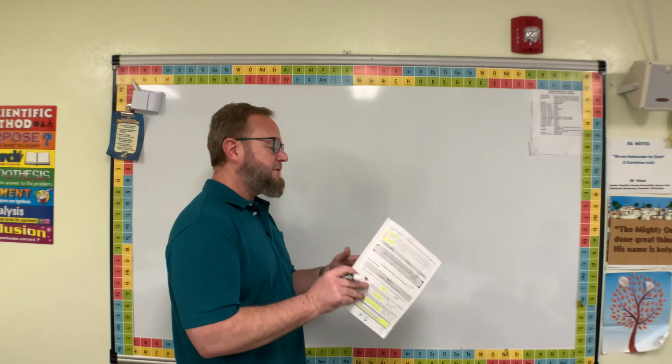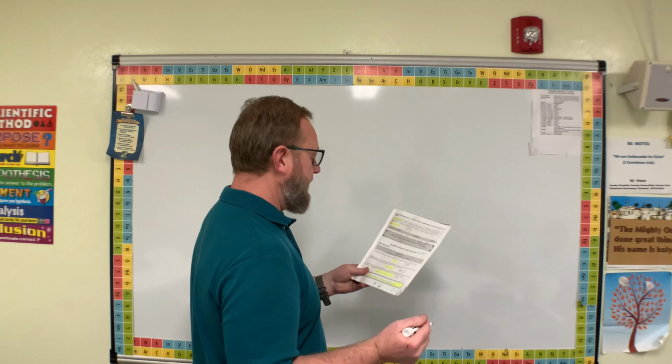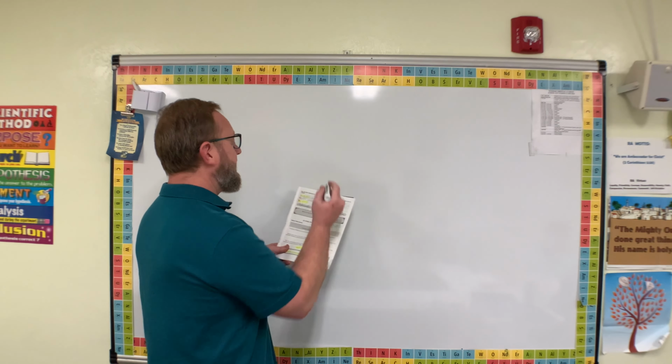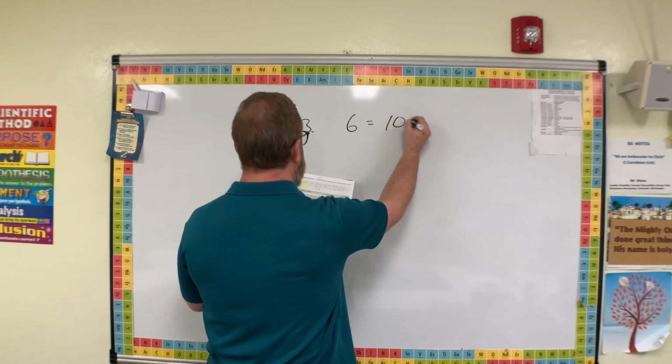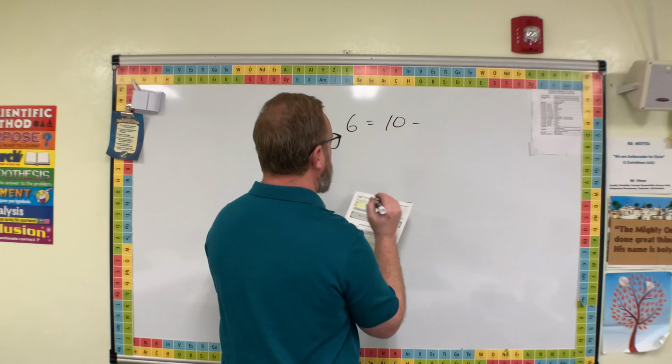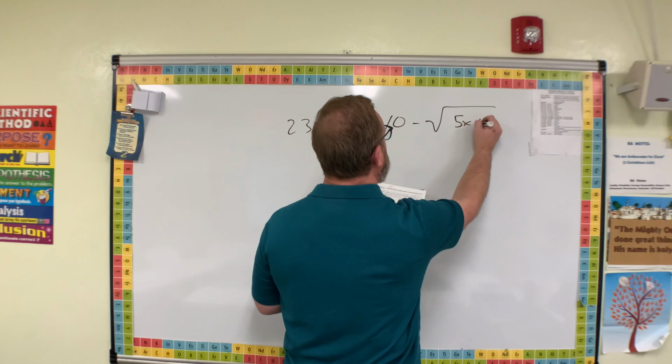So I'll give you all the numbers that you want to do. You want to make sure that you finish out this entire checkup for homework. So we're skipping around right now just so we can get the examples in. 23 is 6 equals 10 minus the square root of 5x plus 1.